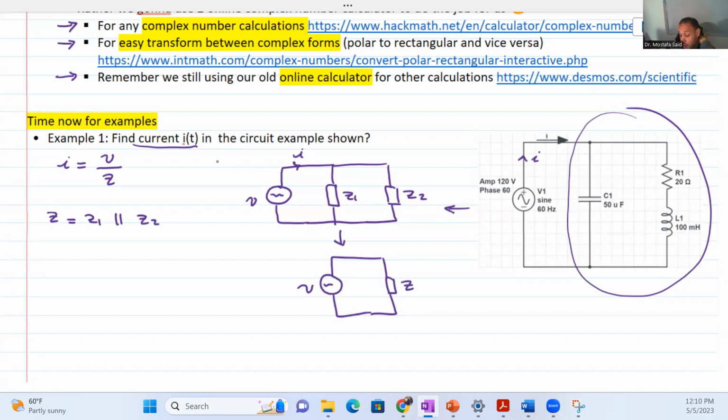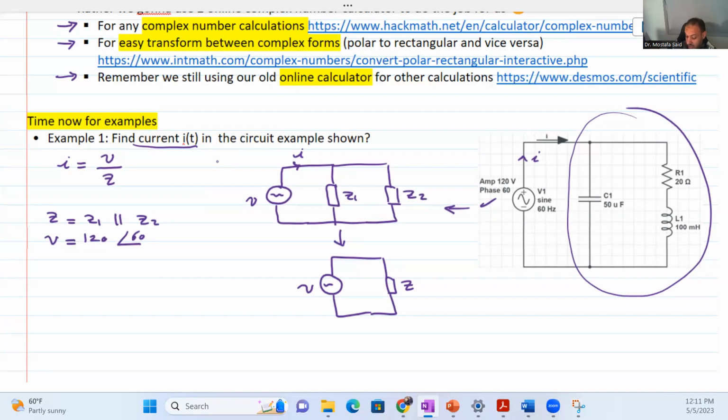Okay, so it looks like if we know V and Z, we can determine the current, which is what's required in that question. So what is V? V is simple. V is actually given here. The amplitude is 120 and the phase or the shift is 60. So it's basically 120, which is the RMS value, angle 60. This is what we learned last time, that we express the sinusoidal function in polar form like this, or a complex form like this.